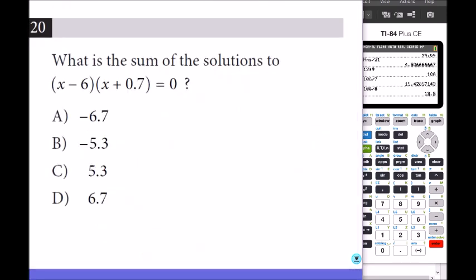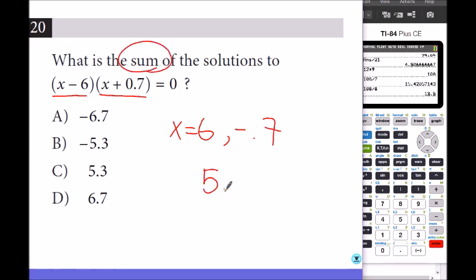Last one. What is the sum of the solutions to the given quadratic equation? So here, when would it become 0? When x is 6. When would this become 0? When x is negative 0.2. So now you're finding the sum. When you add these two, you get 5.3.